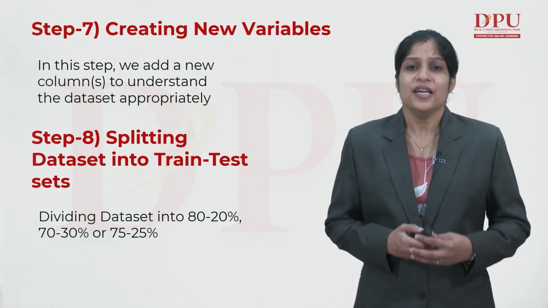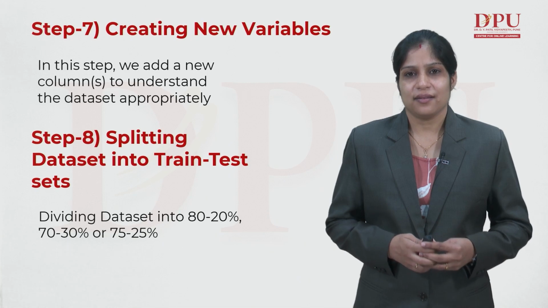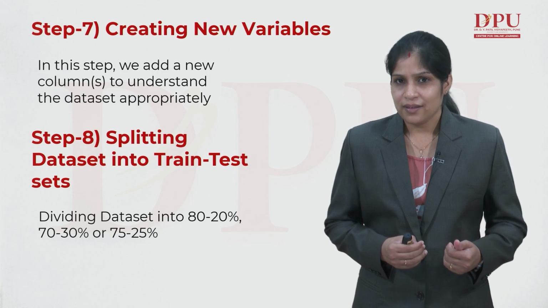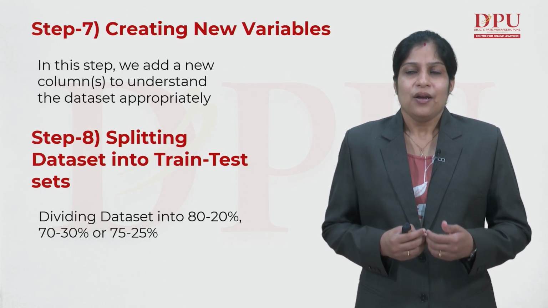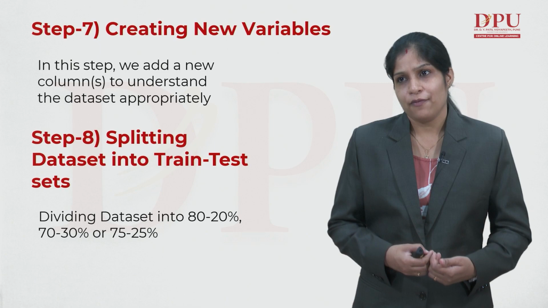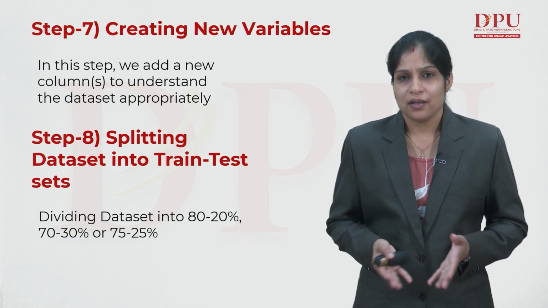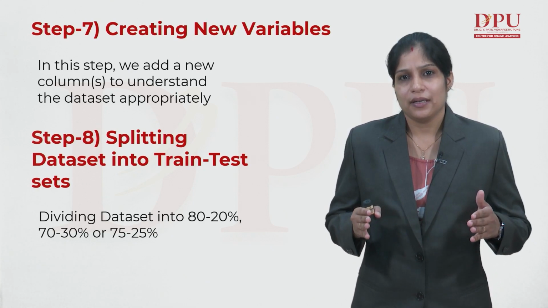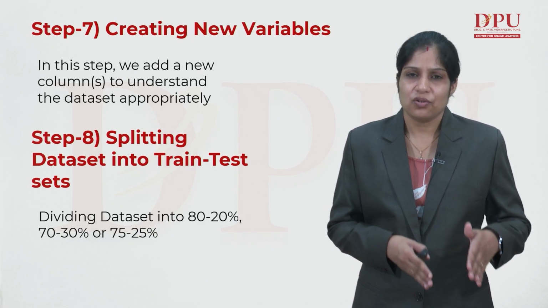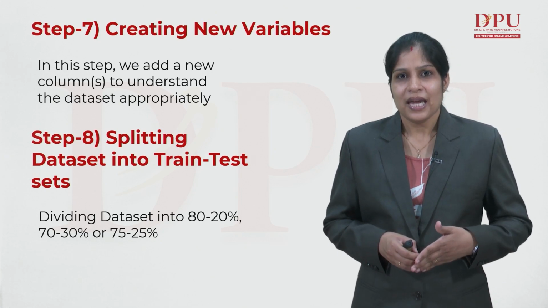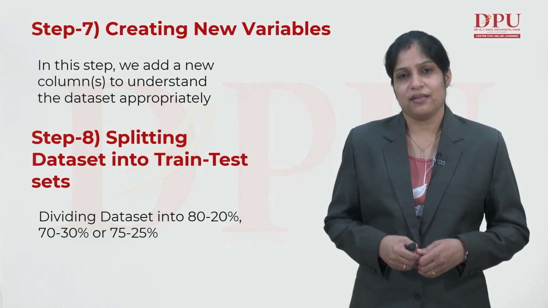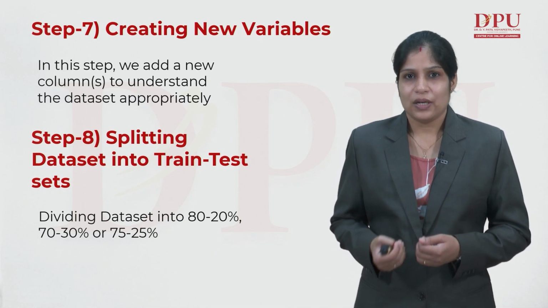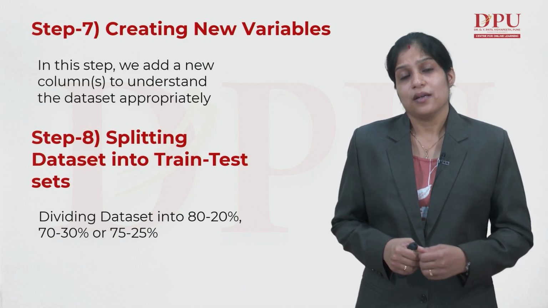And the last step is splitting the data set into train and test sets. Because we are talking about supervised learning, before building the model, first we need to cleanse the data set. After that, we have to divide our data set into two partitions, one is the train and the other one is the test. And the percentage for train and test is either 80 and 20, or 75 and 25, or 70 and 30 percent.